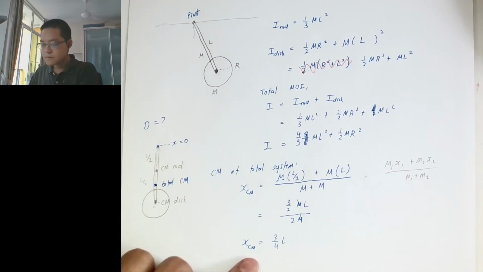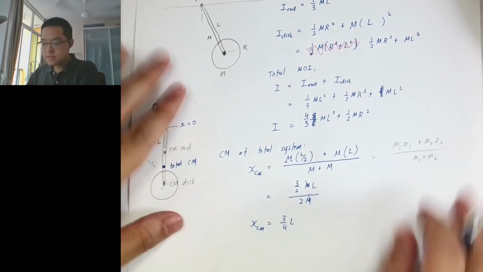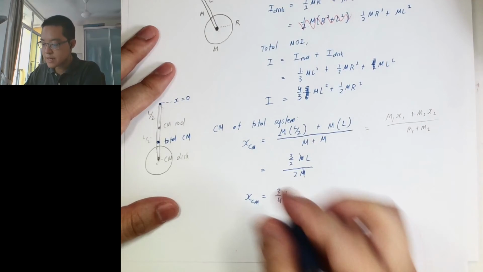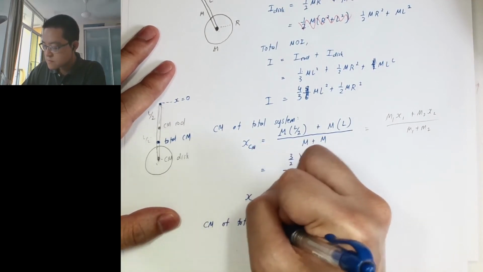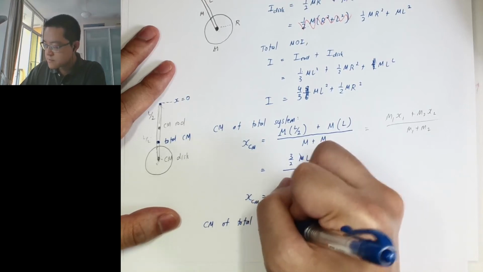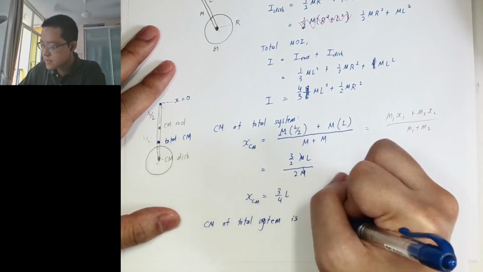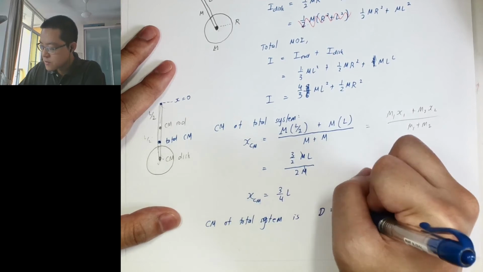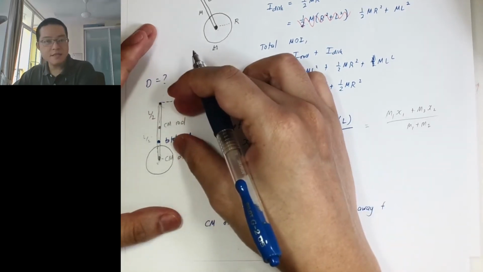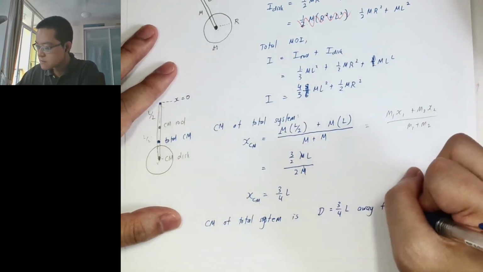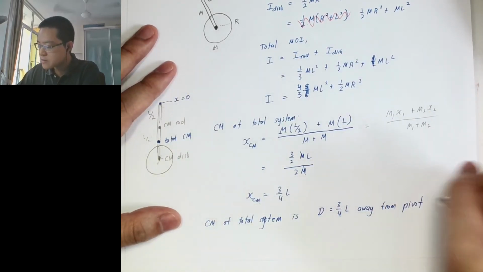Okay, so that means the center of mass of the system is at the position 3 over 4 L away from the pivot, right? Because that is the distance from the pivot. Do you agree?